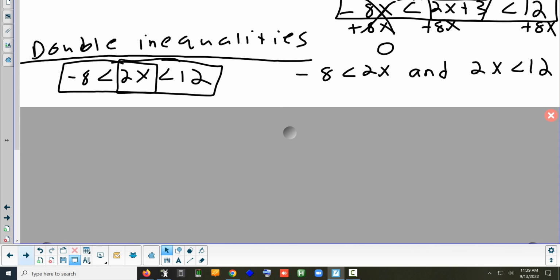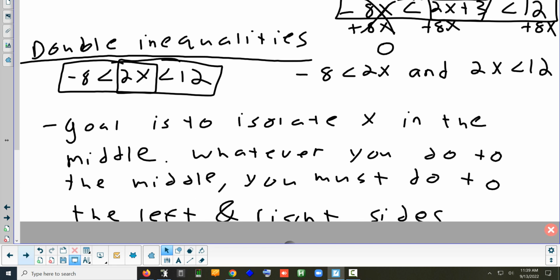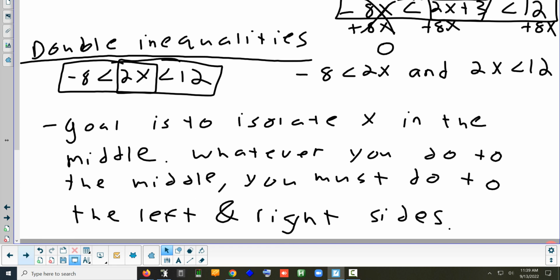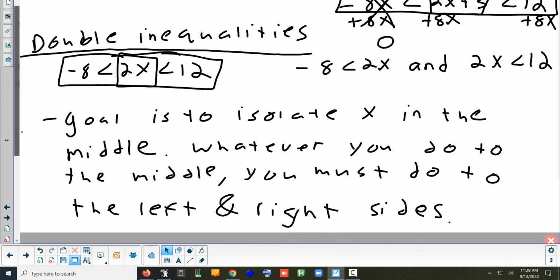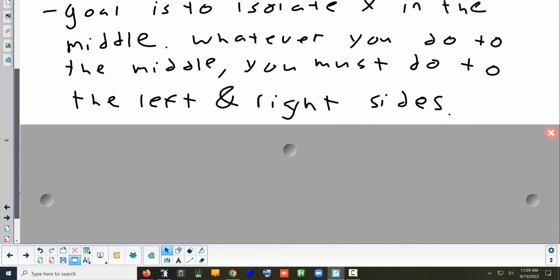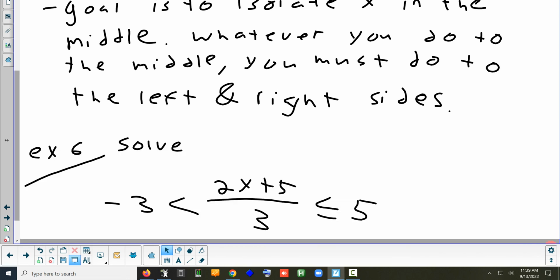Solve that. And then 2x plus 3 is less than 12. Solve that separately. All right, but we're going to try one where we can get the x isolated in the middle. That's the easier one. Just remember, whatever you do to the middle, you have to do on the left and on the right. Okay, when I look at that quick, I know that I can isolate the x in the middle, that this is the easier one, because I don't see x's outside the middle in the other spots. I only have a single x in the middle, so that's good.